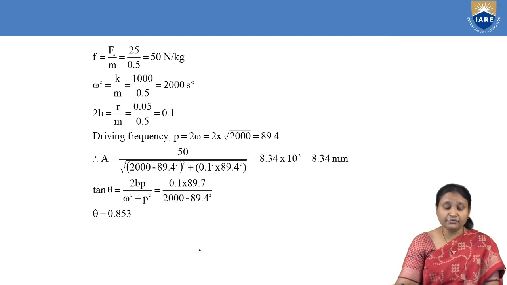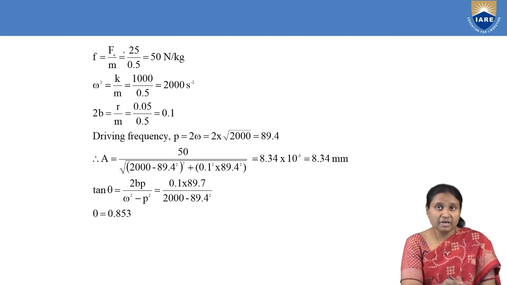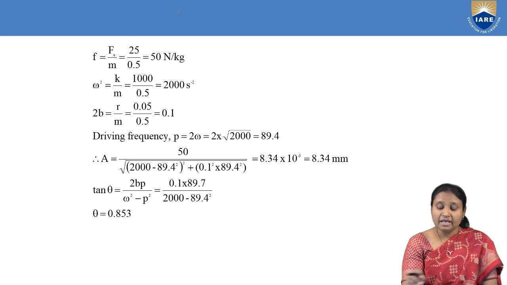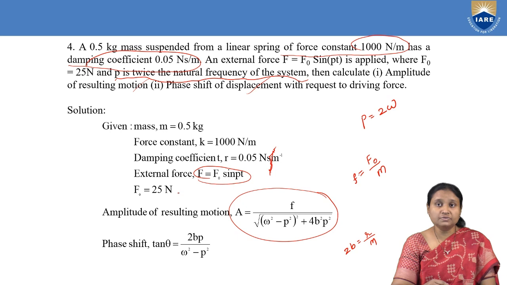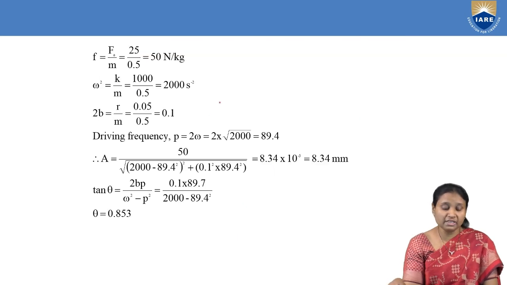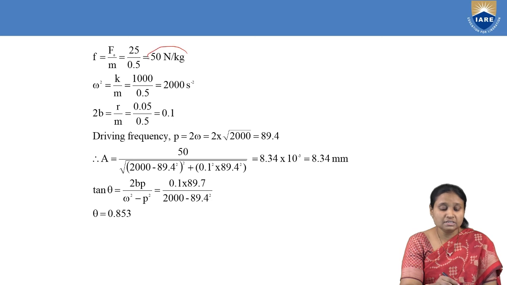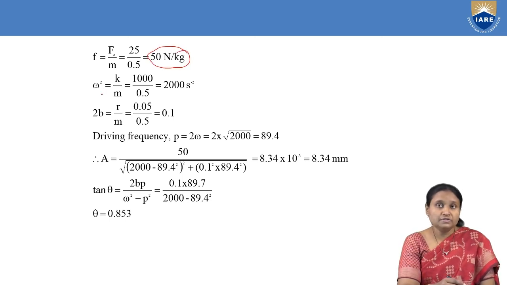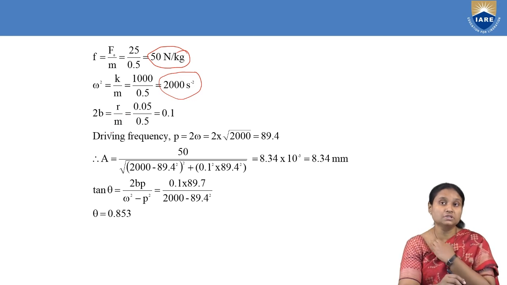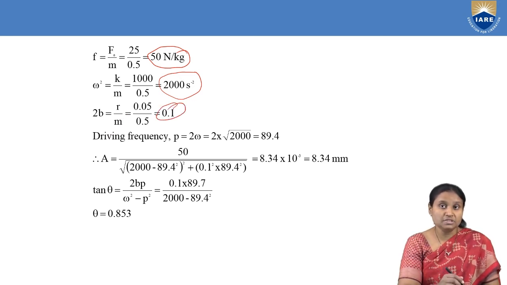So first we'll try to find the small f value, which is the magnitude of external force by mass. Here we were given the magnitude of external force as 25 Newton and the mass as 0.5 kilograms. So if we do it, this is the value of small f. First we'll find omega square. Omega square is k by m. Here k is the force constant, which is 1000, divided by mass 0.5. So it comes out to be 2000. And for the 2b value, we'll take the ratio of the frictional force constant to the mass. If you do it, it comes out to be 0.1.